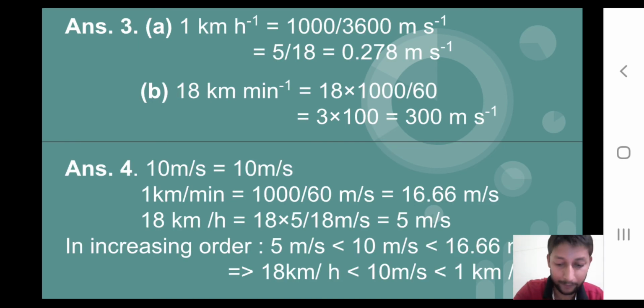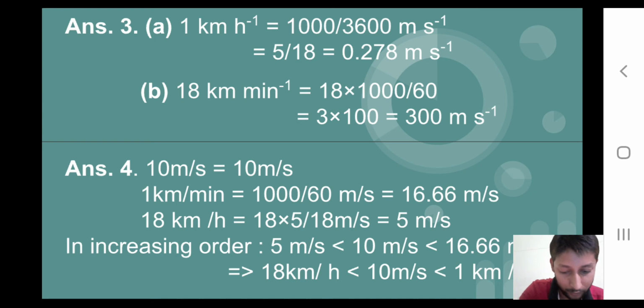Come to question number 3, where it says express each of the following in meter per second. First one is 1 kilometer per hour. So we have converted 1 kilometer into 1000 meter and 1 hour as 3600 seconds. If you cancel it, it is 5 by 18 meter per second, which is equal to 0.278 meter per second. Second part is 18 kilometer per minute. So 18 kilometer is 18 into 1000 meter and 1 minute is 60 seconds. If you simplify it, you will get 3 into 100, that is 300 meter per second.